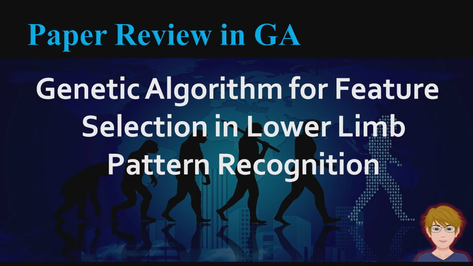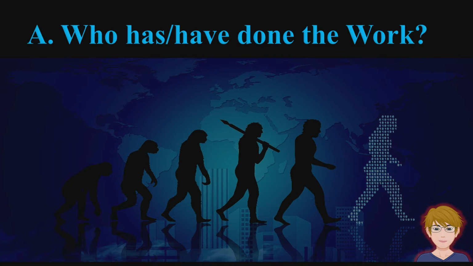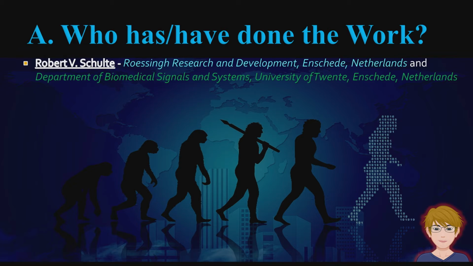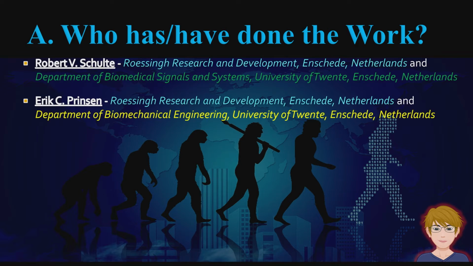Okay, a paper review in GA. The title of this research is A Genetic Algorithm for Feature Selection in Lower Limb Pattern Recognition. So, letter A, who has done the work, or the authors? First is Robert V. Schulte from the Roessingh Research and Development in Enschede, Netherlands, and the Department of Biomedical Signals and Systems, the University of Twente, Enschede, Netherlands.